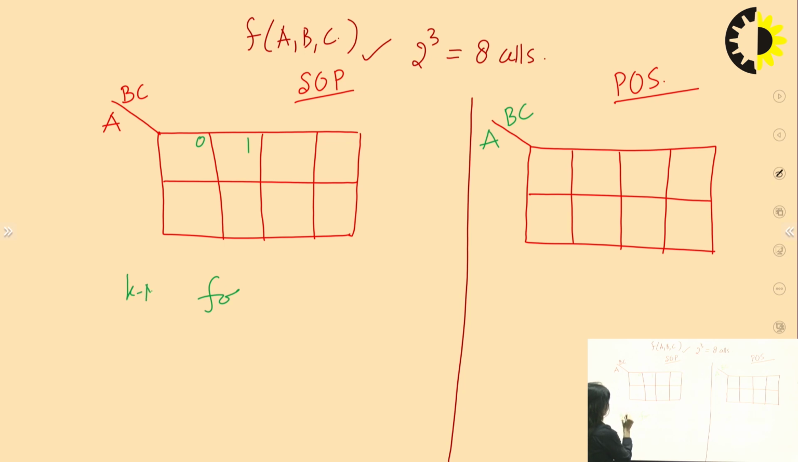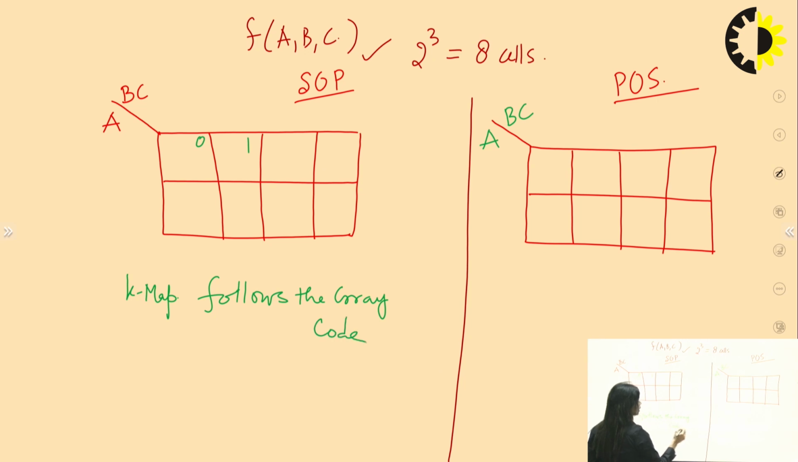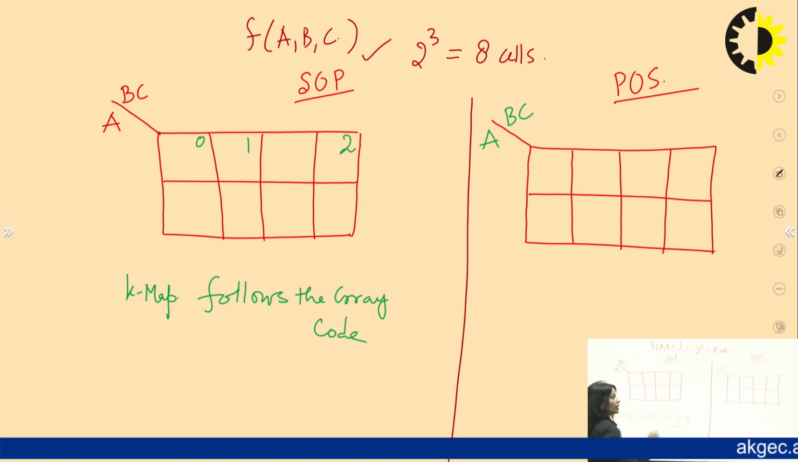Now, the K-map follows the gray code. So, whenever you are counting, you will first fill up this last column and then come to the second last. So, 0, 1, 2, 3. Similarly, 3, 4, 5, last and then second last. I am counting horizontally.